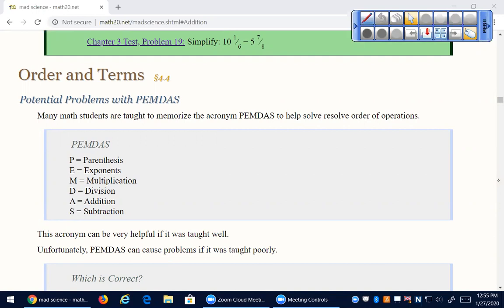Usually there's a couple hands. No, everyone knows PEMDAS? Okay.